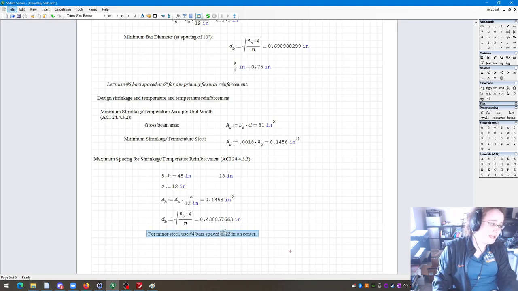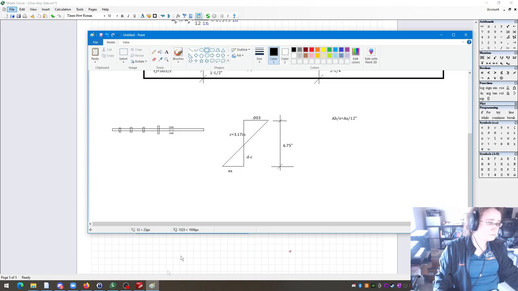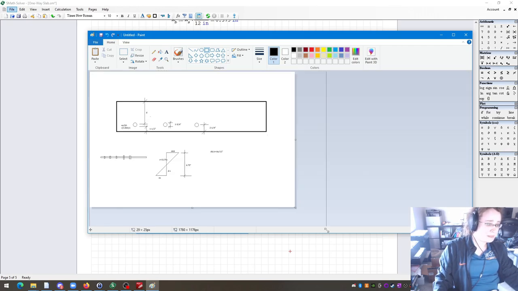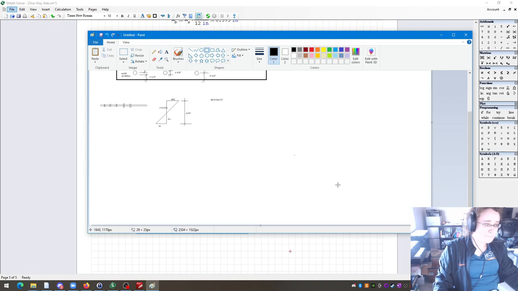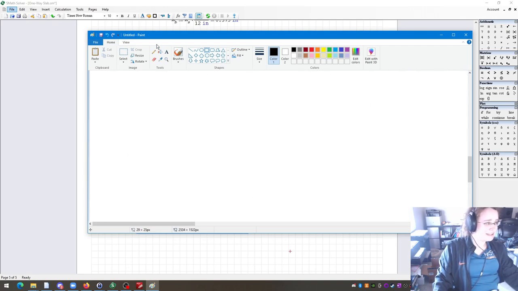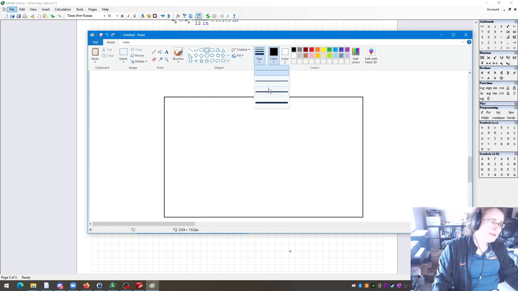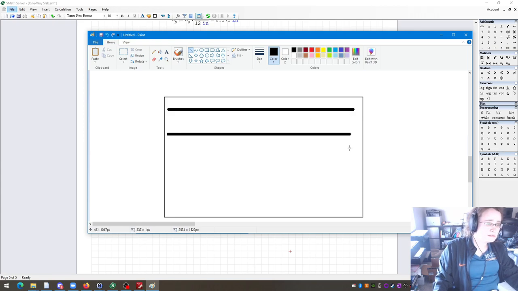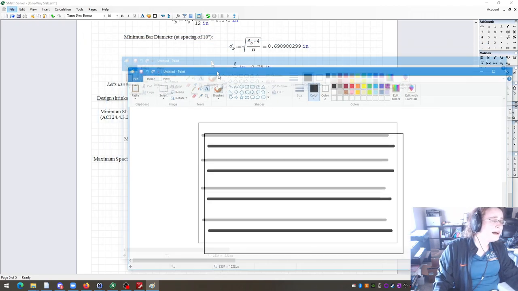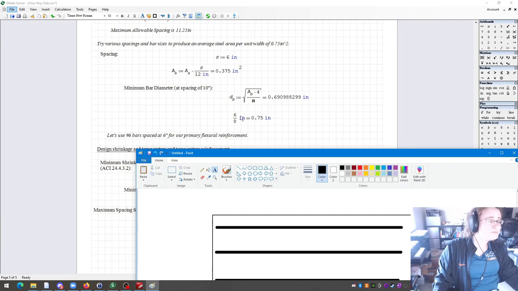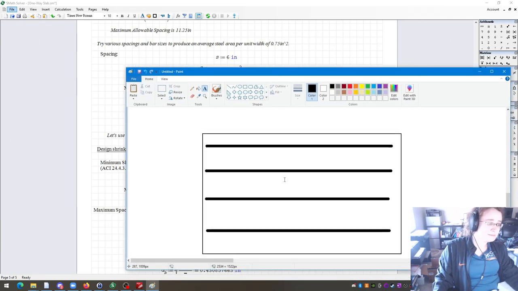And if I want, I can go ahead and sketch this out. If I were to sketch this out, using only the highest high-tech graphing software here. So I'm going to have my major steel do these lines. So my major steel in this design is going to be number 6 bars.